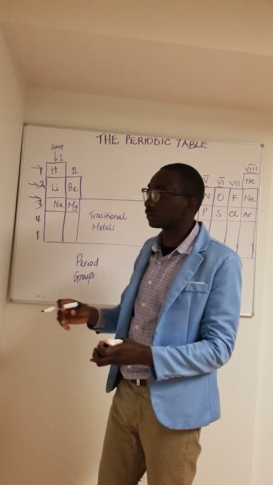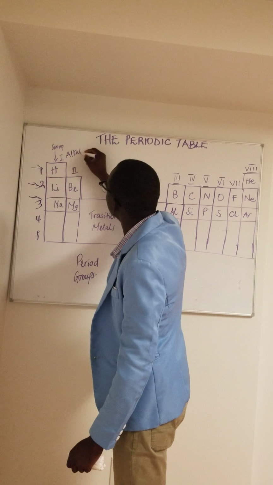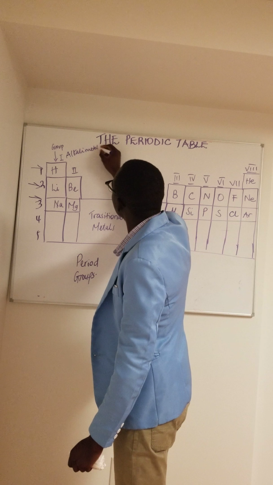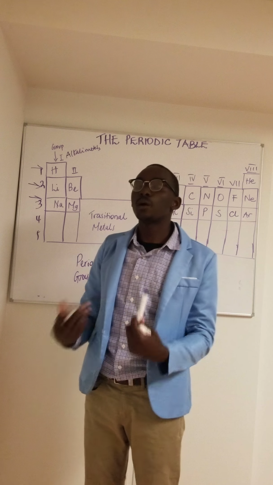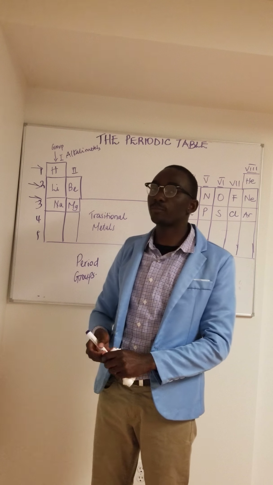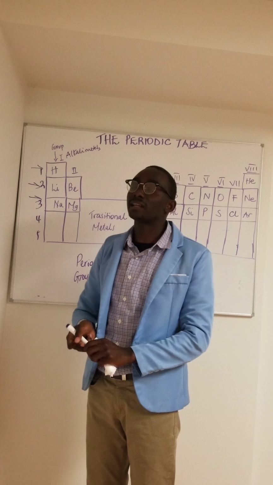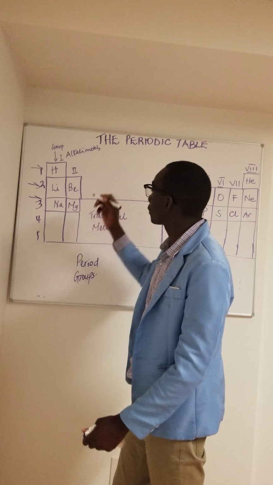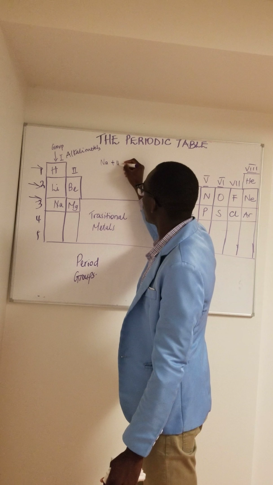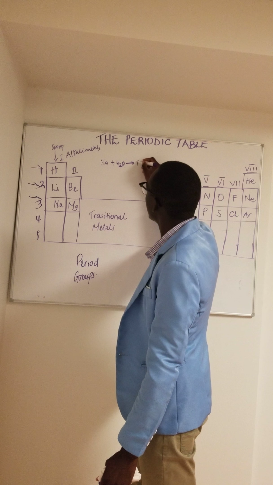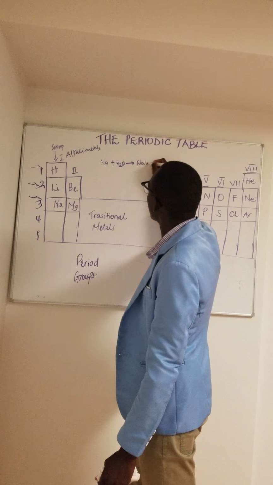Group 1 are called alkali metals. The reason why we call them alkali metals is because when they react with water, they produce an alkali solution. For example, when sodium reacts with water, we get sodium hydroxide and hydrogen. Sodium hydroxide is an alkali.